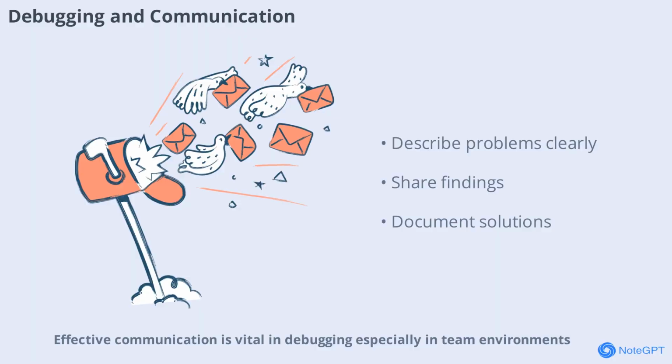Effective communication is vital in debugging, especially in team environments. Clearly describing problems, sharing findings, and documenting solutions help everyone stay on the same page. Good communication speeds up the debugging process and leads to better outcomes.